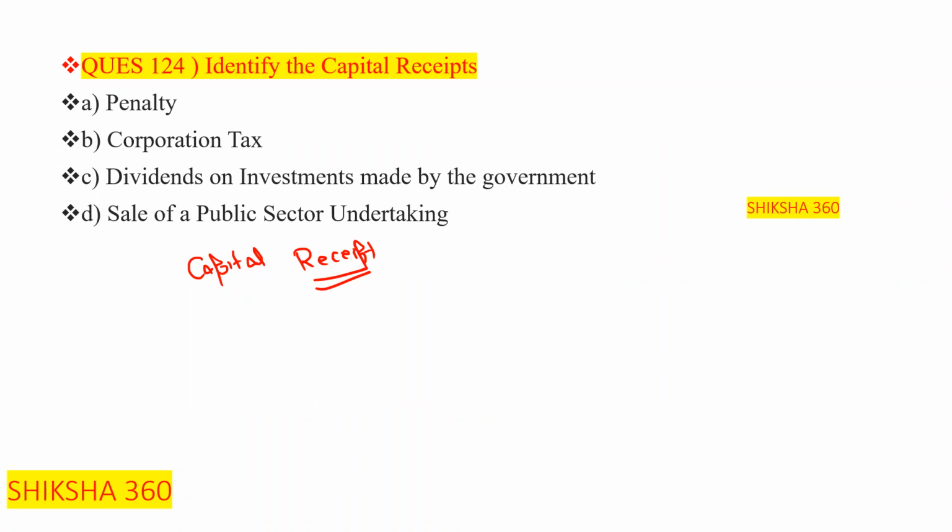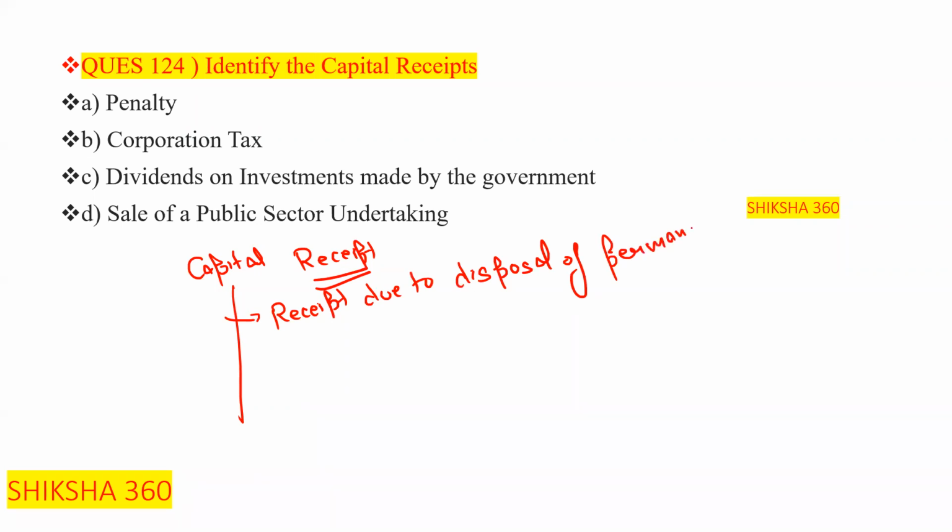That is penalty, corporation tax, dividend on investment made by the government, or sale of a public sector undertaking. In a nutshell, I will tell what is capital receipt. That is a receipt due to the disposal of permanent asset.